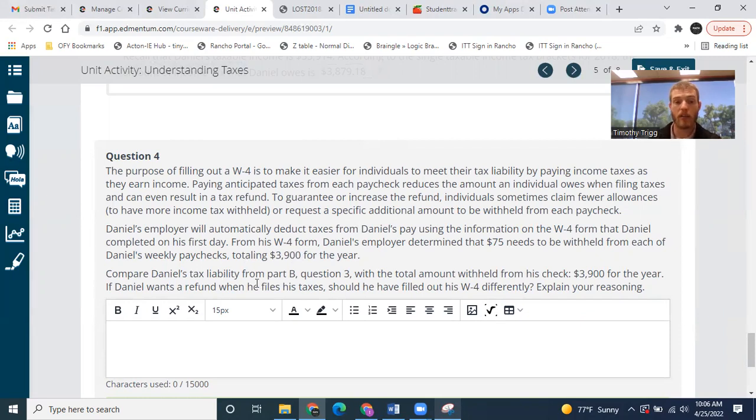Compare Daniel's tax liability from Part B, question 3, with the total amount withheld from all his checks, which is $3,900 for the year. If Daniel wants a refund when he files his taxes, should he have filed his W-4 differently? Explain your reasoning. Okay, so throughout the year, he's going to end up paying $3,900 in taxes. Each paycheck takes a little bit of money out. His employer decided, okay, $75 gets taken out every paycheck for taxes. So that's a total of $3,900 in taxes.